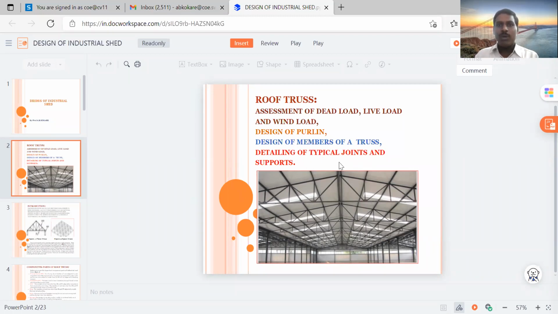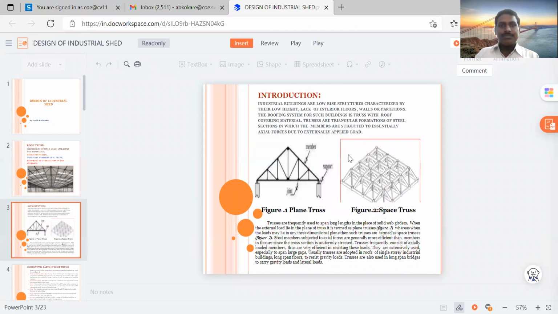It means truss is made up of a triangular shape. We have seen the truss element. So that truss is made up of triangular elements. It means triangular elements connected to each other, and one truss is formed. So in the design of roof truss, if you see the picture here, this is the truss, and that truss is made up of steel members connected to each other in the form of triangular shape. Okay, so then what is industrial shed, that we will see here first.